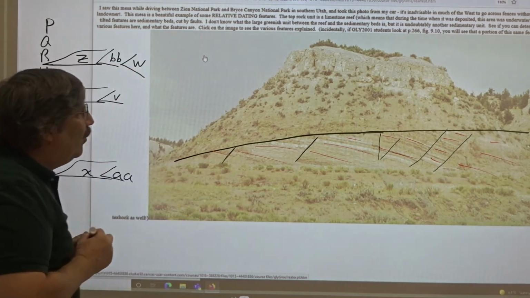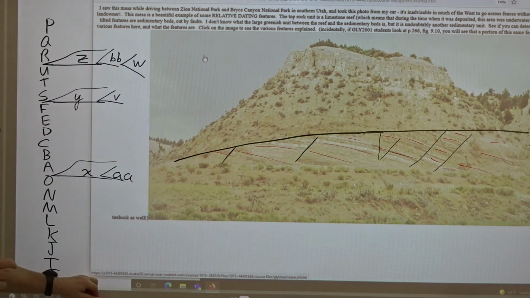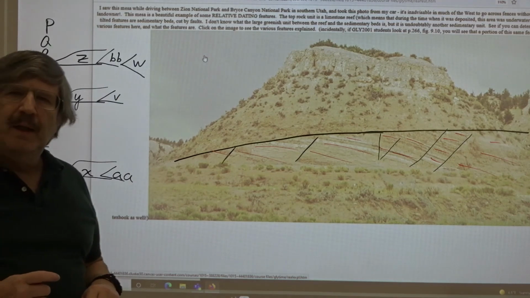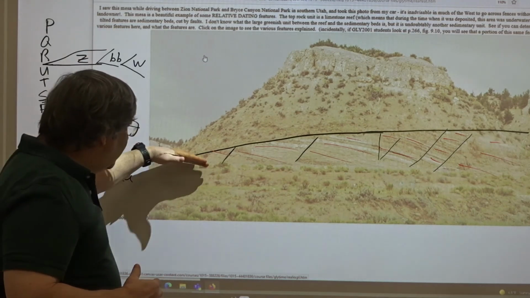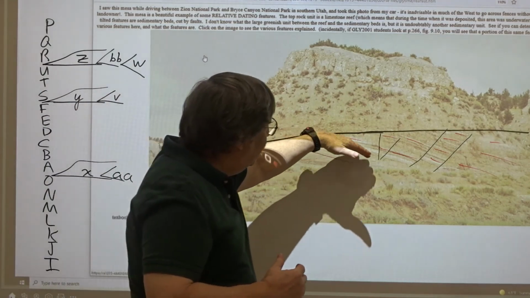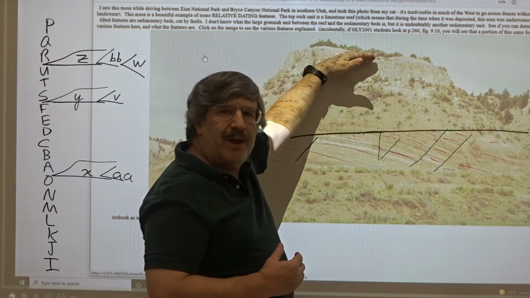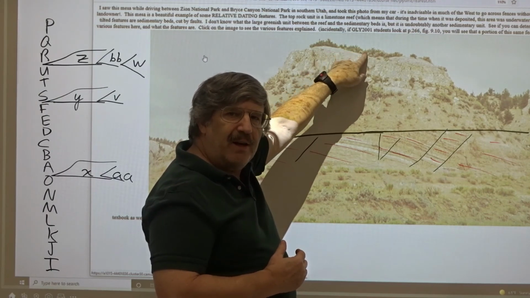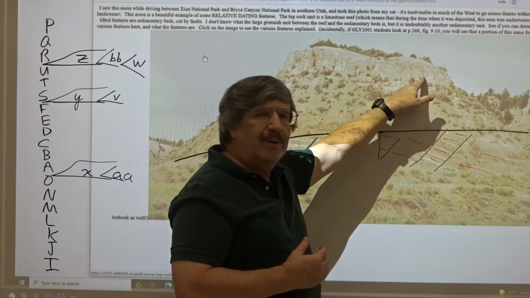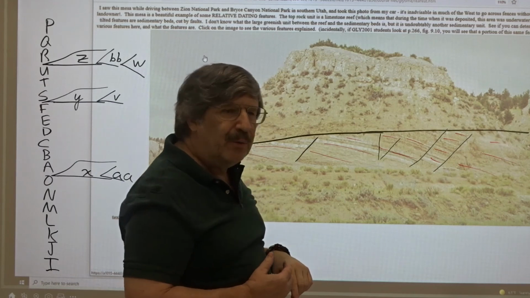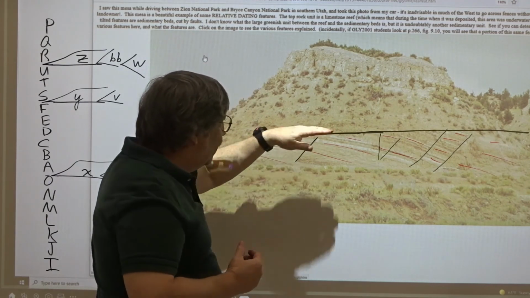And so when we look at this, we can say that by the principle of superposition, this is the oldest layer. They get younger as we go up through the section here, and then we get more layers here. And so this is the youngest layer. This is a limestone layer, which probably represents an ancient reef. I'm not sure what these others are.